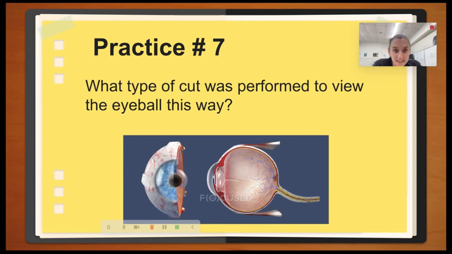And then finally, last question, what type of cut was performed to view the eyeball this way? So the eyeball was cut vertically, going straight up and straight down. So what kind of cut is that? Make sure to put your answers down on your sheet of paper and turn that paper into Mrs. Hennigan. If you've made it this far, congratulations, you are nearly done with class.